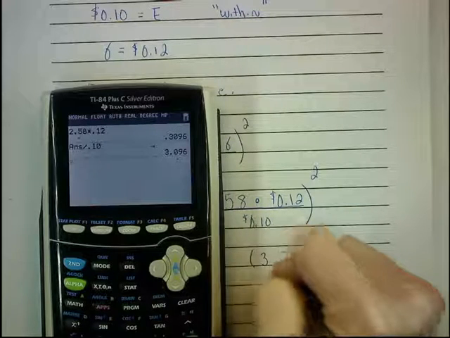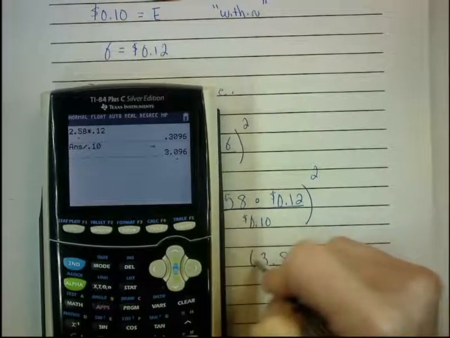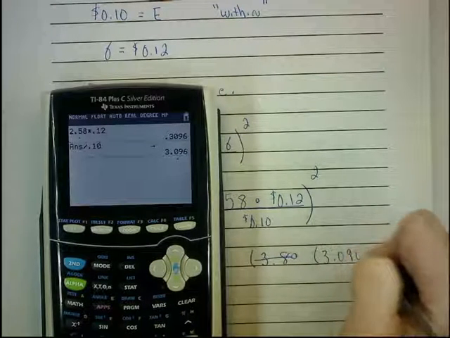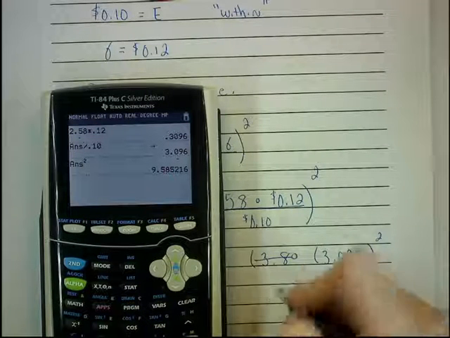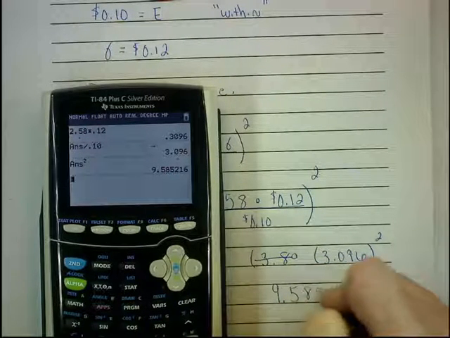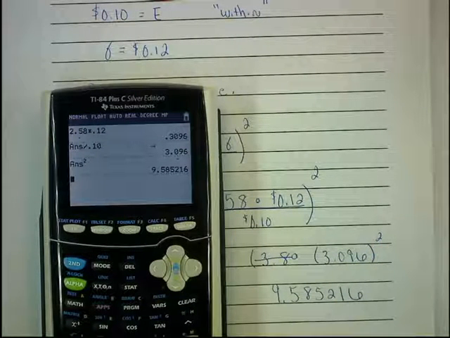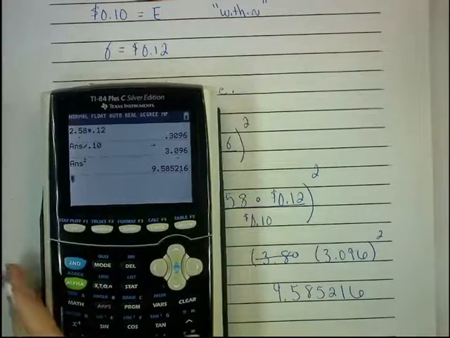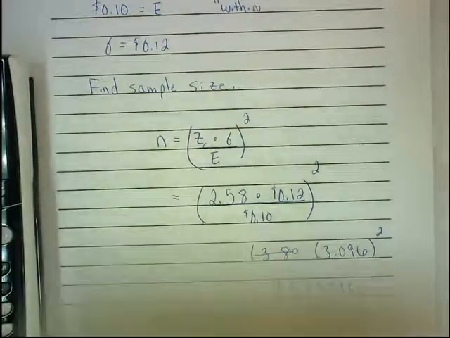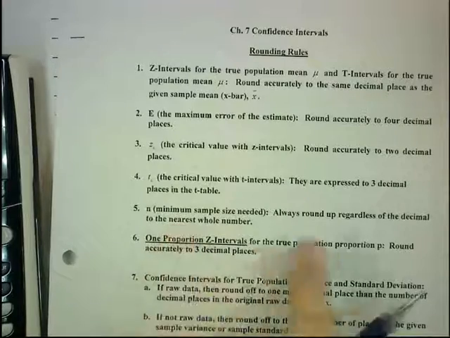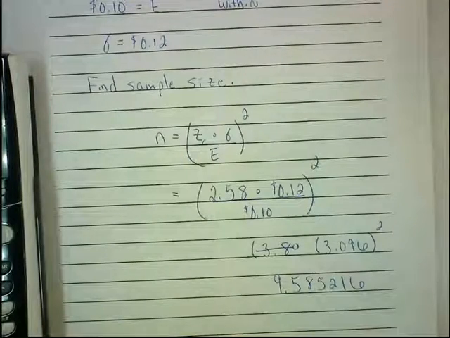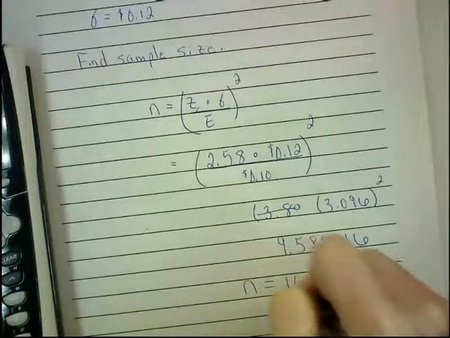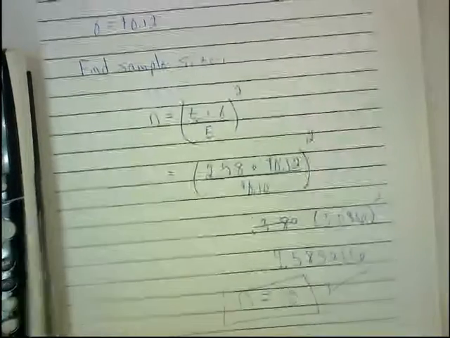So we have 3.096 quantity squared. And then square that, and you get 9.585216. And then let's refer to the rounding rule for this problem. Number 5, always round up regardless of decimal to the nearest whole number. So this final answer, n, is going to be 10. Final answer, 10. So that's not too hard.